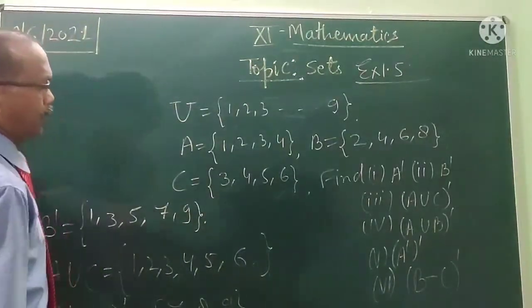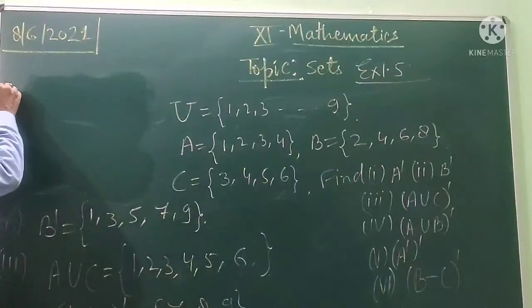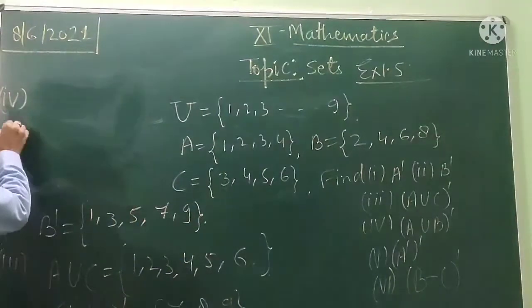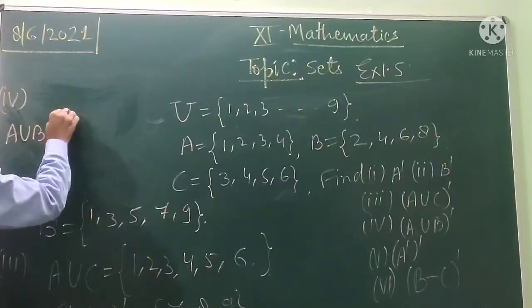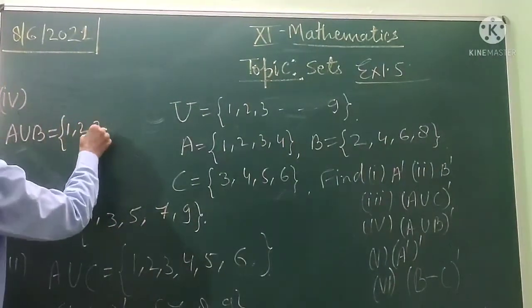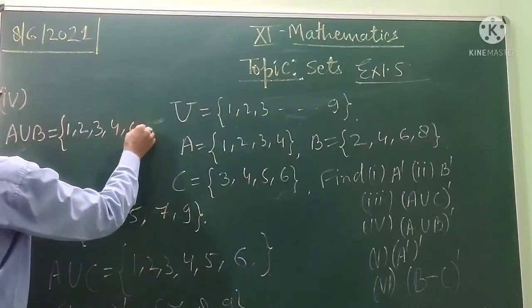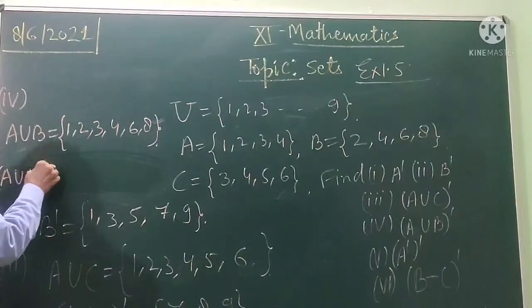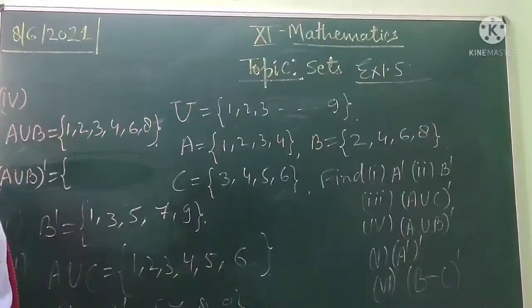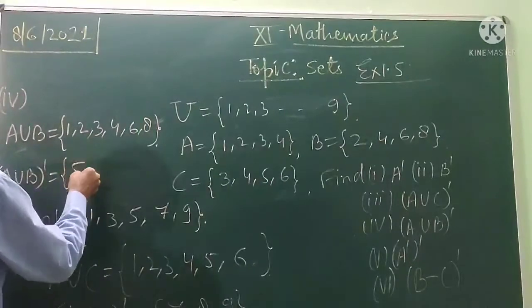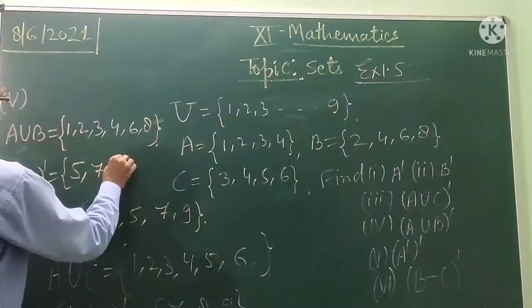Now in the fourth part, we need A union B. So A union B equals elements 1, 2, 3, 4, 6 and 8. Then its complement, (A union B) whole complement, has the elements 5, 7 and 9.